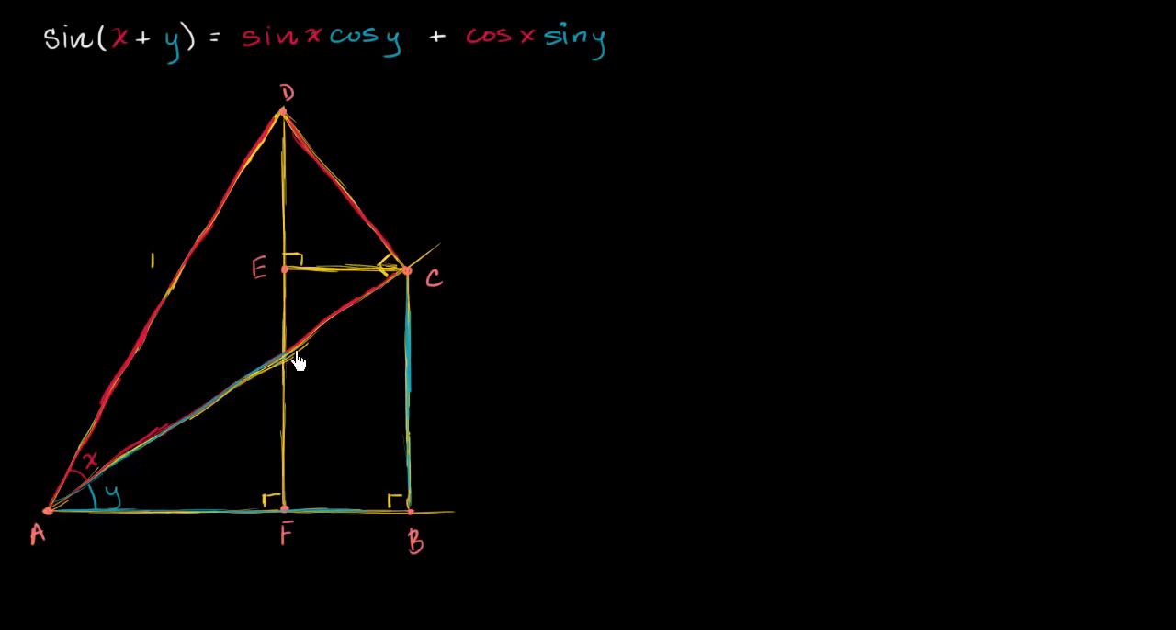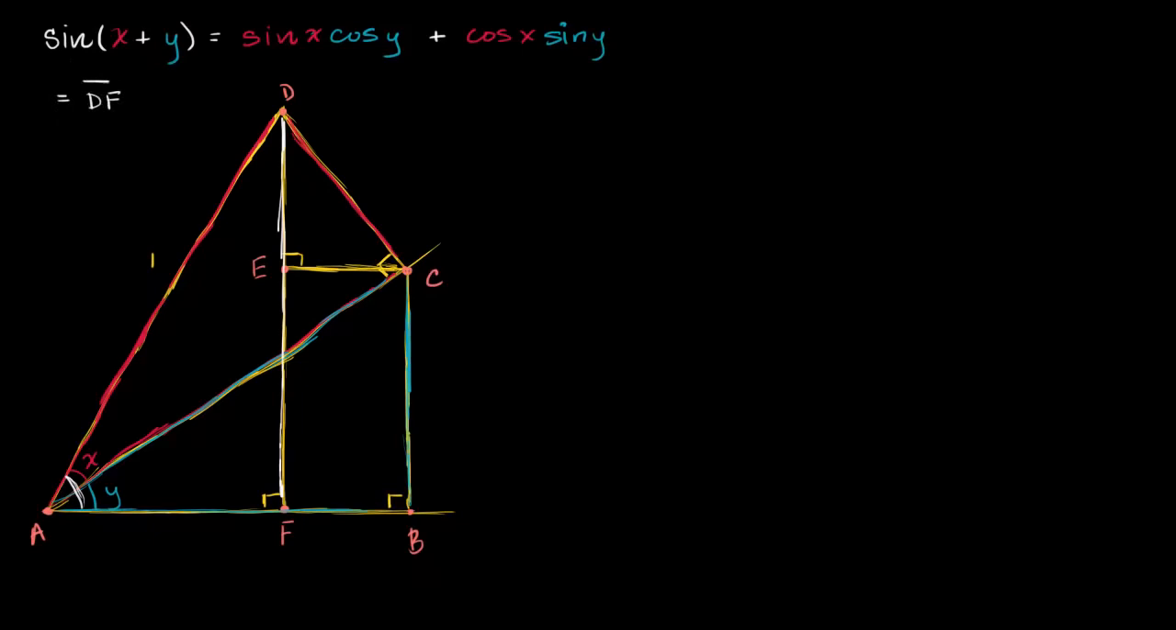And the way I'm going to think about it is, first, what is sine of x plus y going to be? Well, x plus y is this entire angle right over here. If you look at this right triangle ADF, we know that the sine of an angle is the opposite side over the hypotenuse. The hypotenuse here is 1. So the sine of x plus y is equal to the length of this opposite side, the length of segment DF.